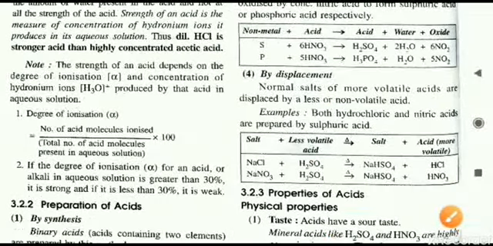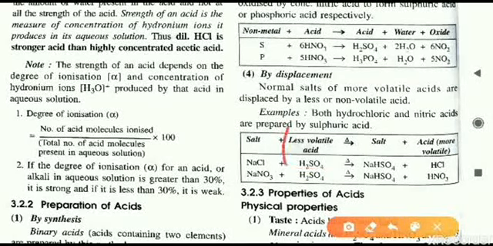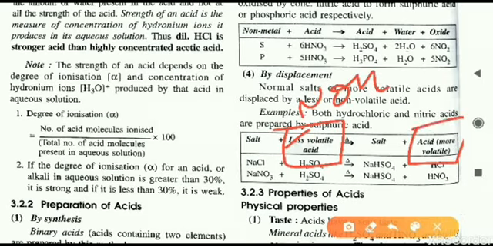The next method for preparation of acids is by displacement reaction. In this displacement reaction, we are using a less volatile, or in other words a non-volatile acid, to prepare a volatile acid. First you remember what is volatile. Volatile means any acid which can evaporate at room temperature, or any acid which can evaporate on heating at lower temperatures only. Easily it can evaporate.